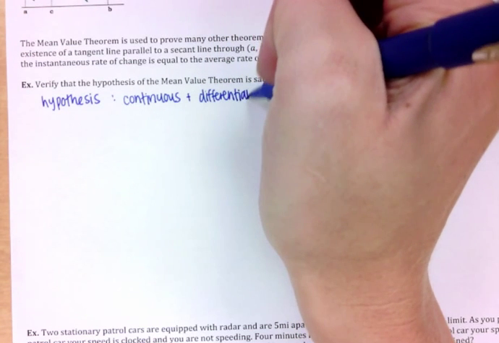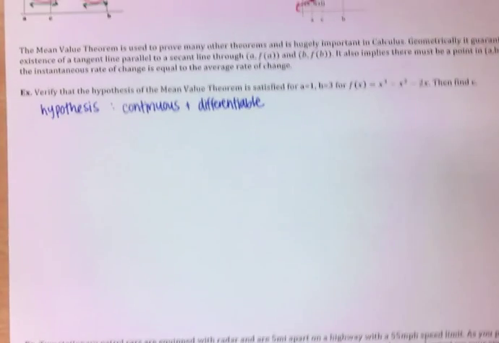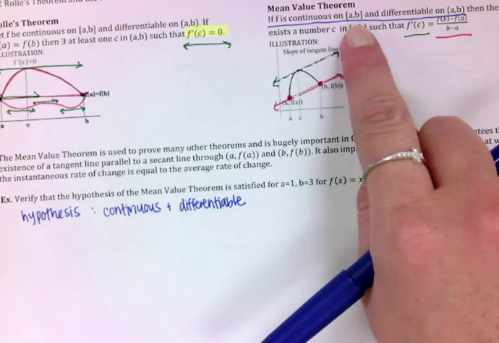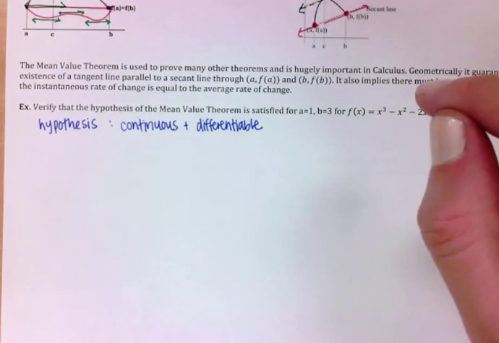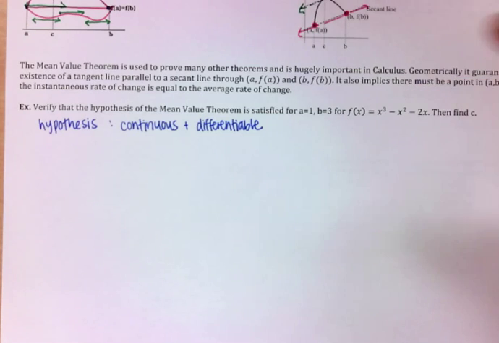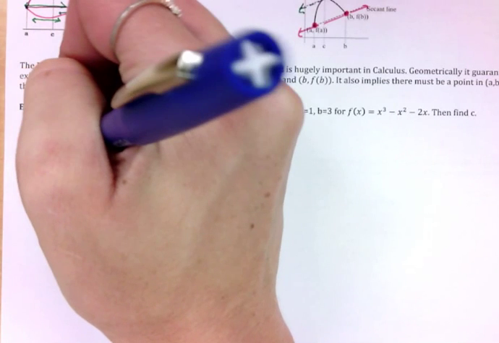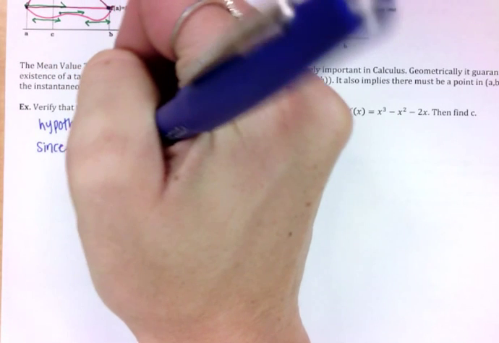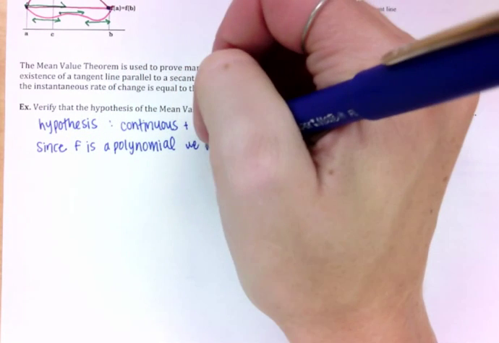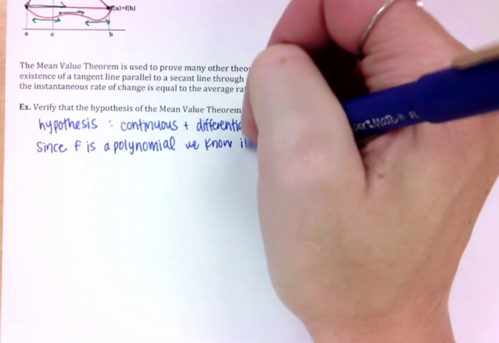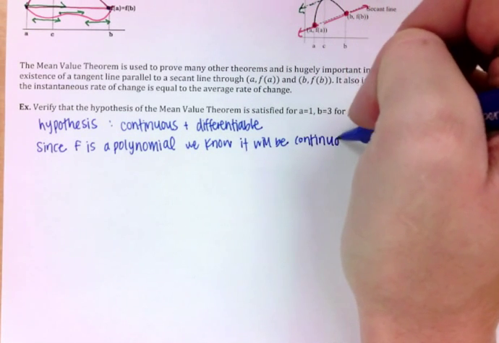And since it is a polynomial, we know that it's continuous and differentiable everywhere. We don't even need to worry about this specific interval. We do need to write that we know that it is okay to use the mean value theorem because the hypothesis is satisfied. You can say that in a few different ways, but we need to say that since f is a polynomial, we know it will be continuous and differentiable everywhere.